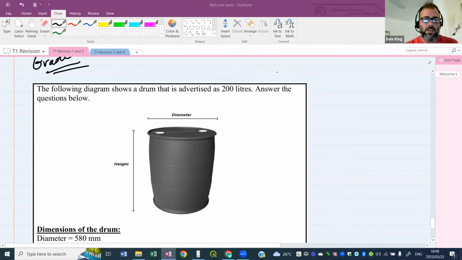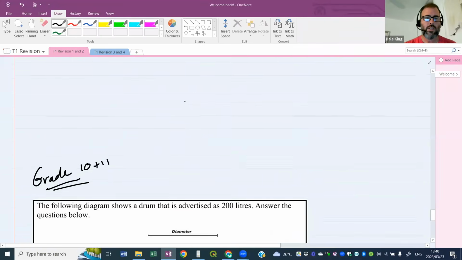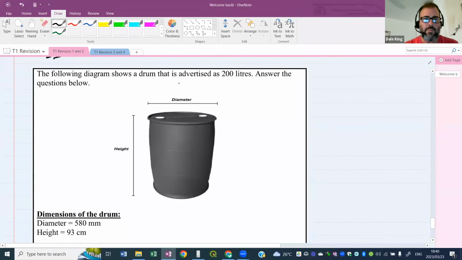Okay, so let's answer the questions below. Let's see what else they give us. They give us diameter, but where's the number? Sorry, let's go down. On the diagram, there's no number there, and in the height, there's no number there. But they do tell us down here. So they're trying to make it even more difficult for us. Why not put the numbers on the diagram? Well, we can do that. You can write it onto the diagram if you want. If you're used to it, then put it there. So the diameter is 580 millimeters, and the height is 93 centimeters.